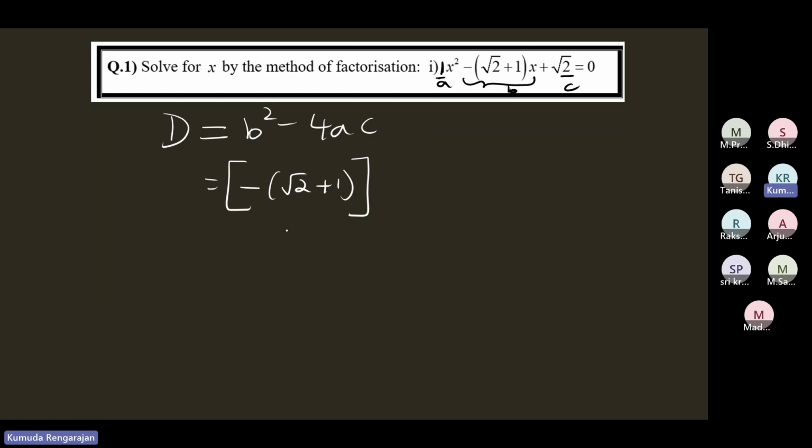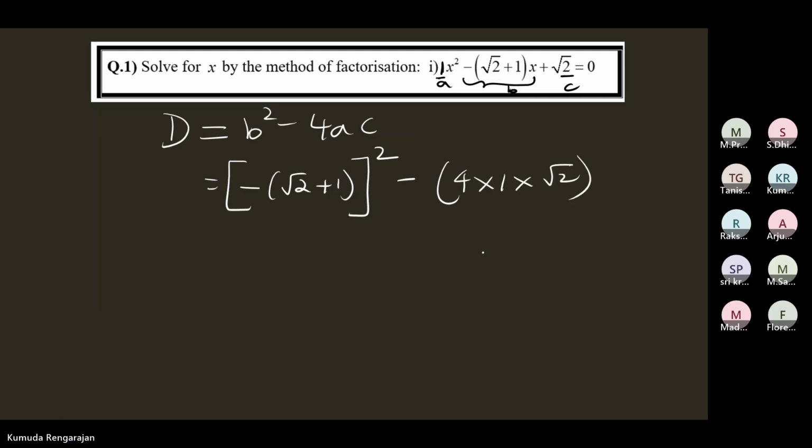So b square minus 4 into a into c. Minus into minus is plus, minus squared. Now expand this one. This is like a plus b the whole square. See, this is nothing but root 2 plus 1 the whole square. Correct? Because minus into minus is plus.